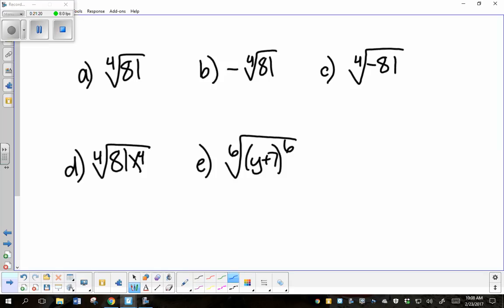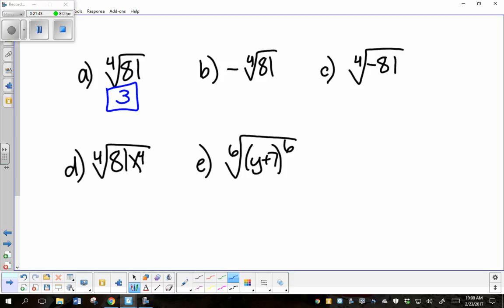Alright, let's go over these. So raise your hand if you've thought of the number that is the 4th root of 81. What number times itself 4 times gets you 81? Elise? 3 is right. 3, so if we do 2 of them, 3 times 3 is 9, times 3 is 27, times another 3 is 81.